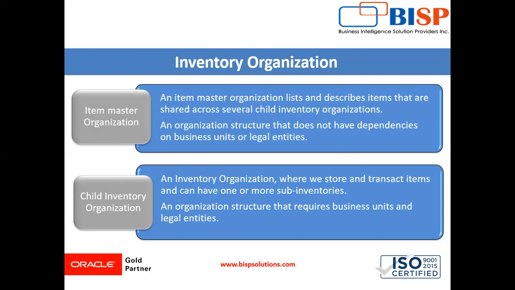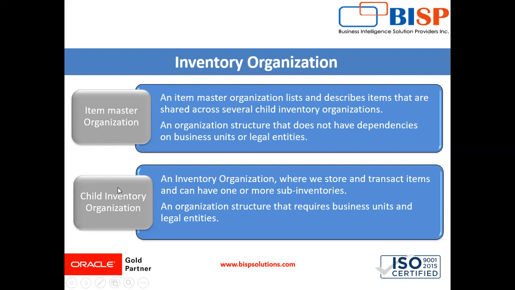The structure of the item master organization does not have a dependency on the business unit or legal entities, because the item master organization is a virtual inventory. It is not a physical inventory. You can only create items in the item master and assign the item to the child inventory organization to stop the duplication of the item. So beyond any shadow of doubt, we can say the item master organization contains the master record of the items, the list of the items.